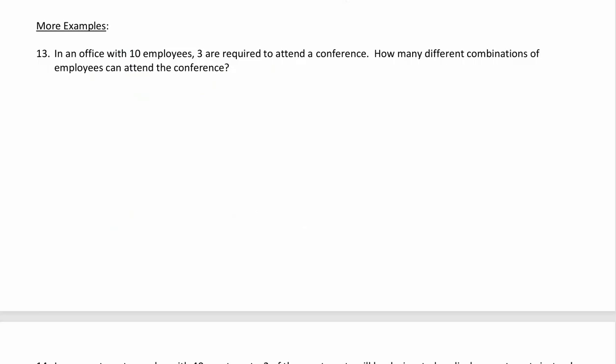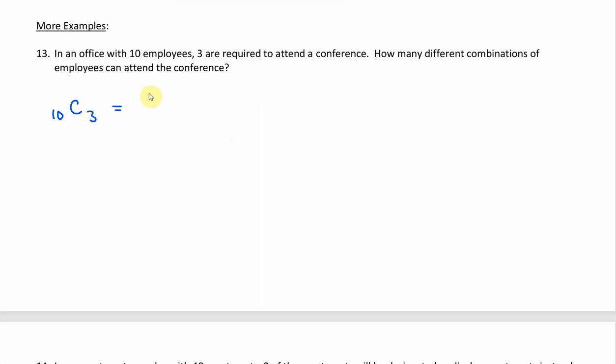Number 13, this is a combination, but it's a word problem. So in an office with 10 employees, 3 are required to attend a conference. So here we just need a group of 3 people. It's not like they have specific titles at the conference or anything. We just need a group of 3. Order doesn't matter. This will be a combination. So how many different combinations are possible if we're picking 3 employees out of 10? So that is 10 choose 3.